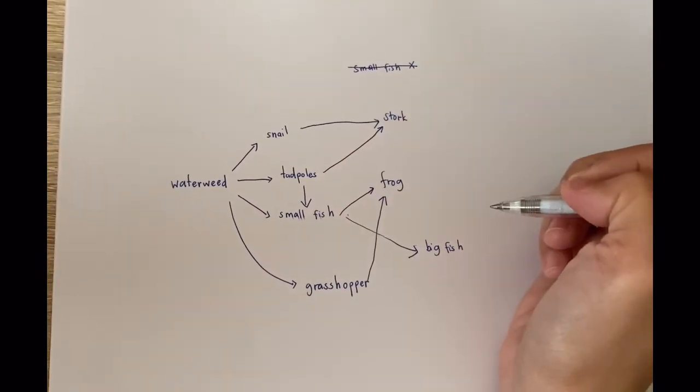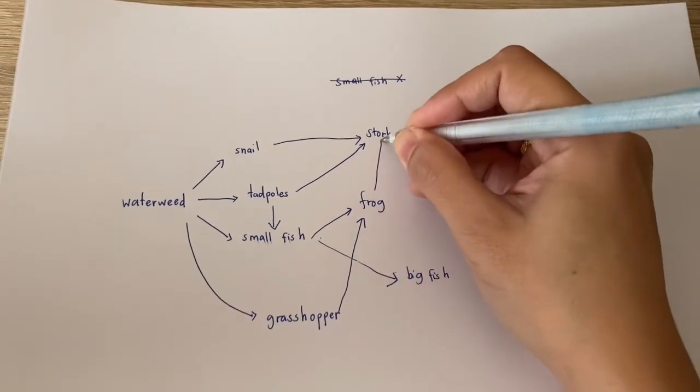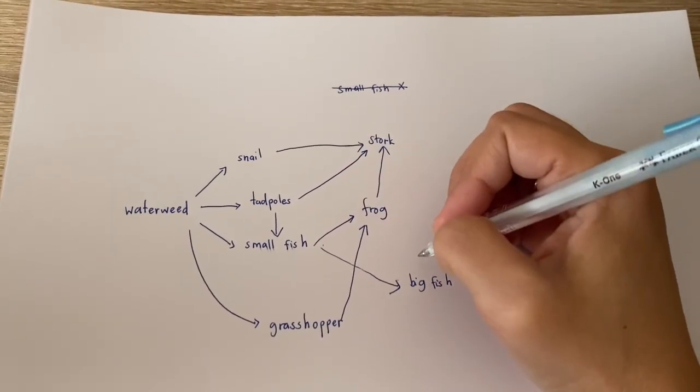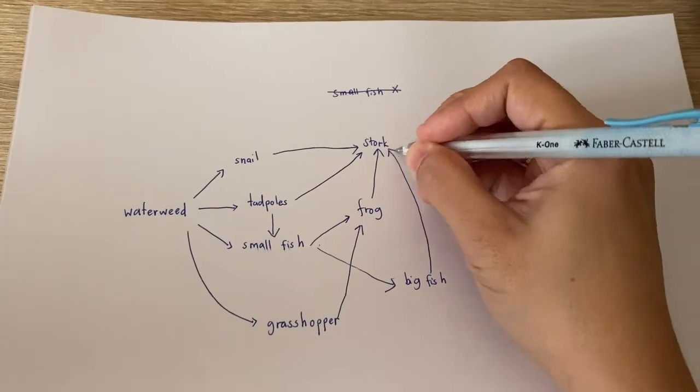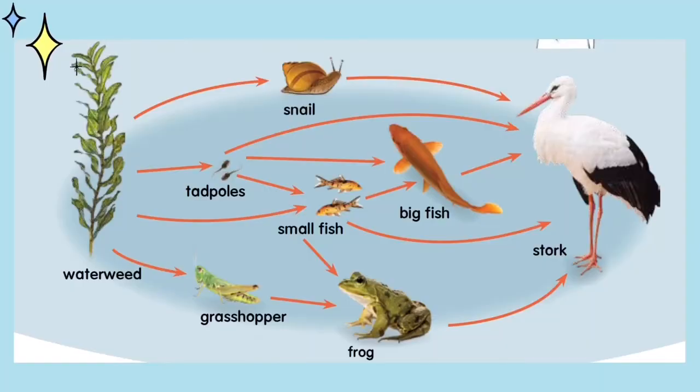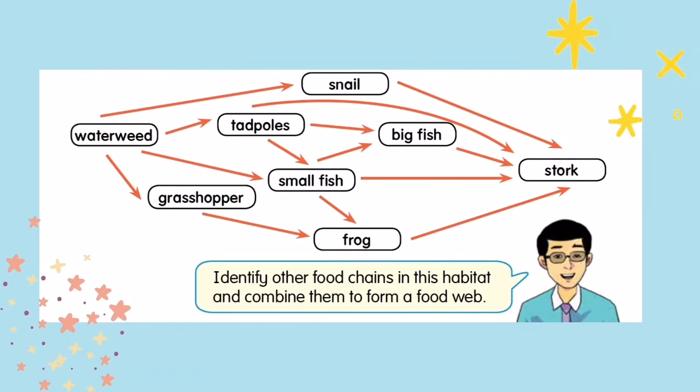So it will look like this. You can put any arrows possible like this. And don't forget the big fish is eaten by stork. That's it. So here are examples of a diagram of the food web. And this is the food web that you have built just now.